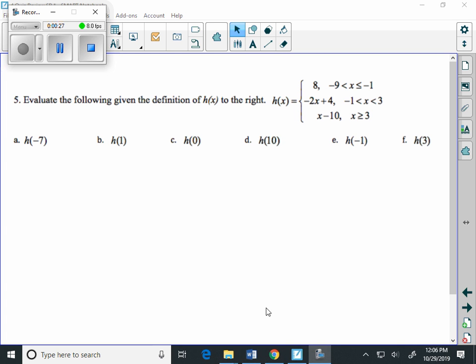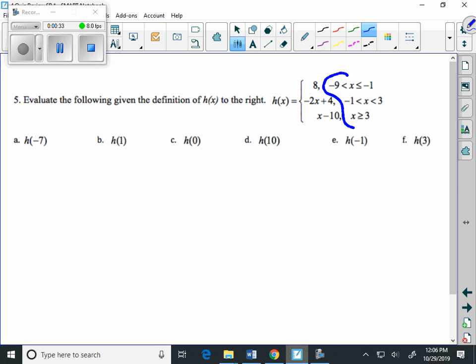And as we take a look at the letter A, h of -7, the part that we're looking at to determine what to use is this stuff that I just circled right there. The domain is what it is. And the first part is x is between -9 and -1, including -1. The second piece is x is between -1 and 3. And the third piece is x is greater than or equal to 3.